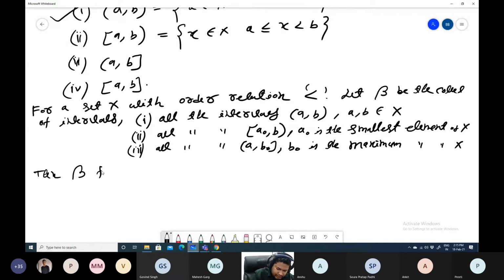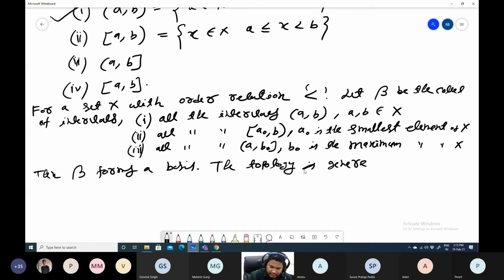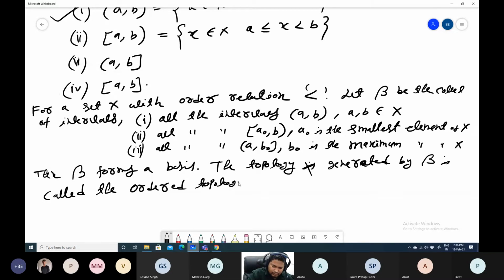Now then beta forms a basis. Now the topology generated by beta is called the ordered topology on the set X.